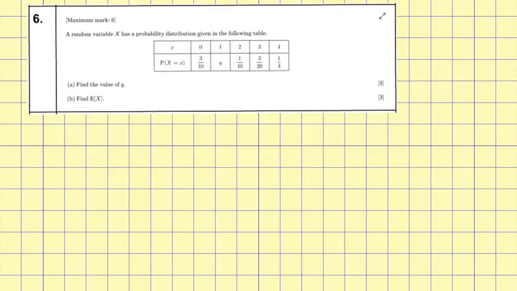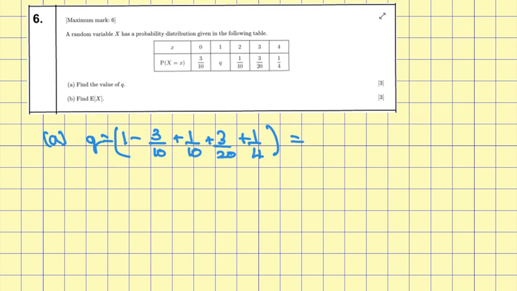Question 6 is a probability distribution question. We're given a table. First thing we've got to work out is Q. Well, we know that the probabilities always add up to 1, so Q is equal to 1 minus 3 over 10 plus 1 over 10 plus 3 over 20 plus a quarter, which when you work it out comes to 0.2.